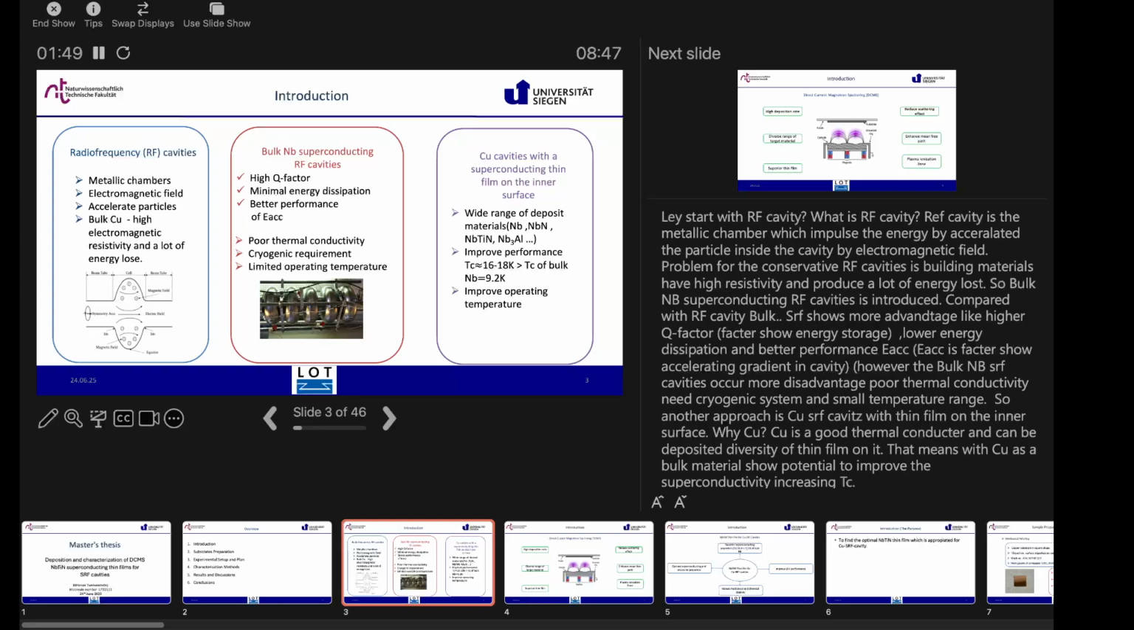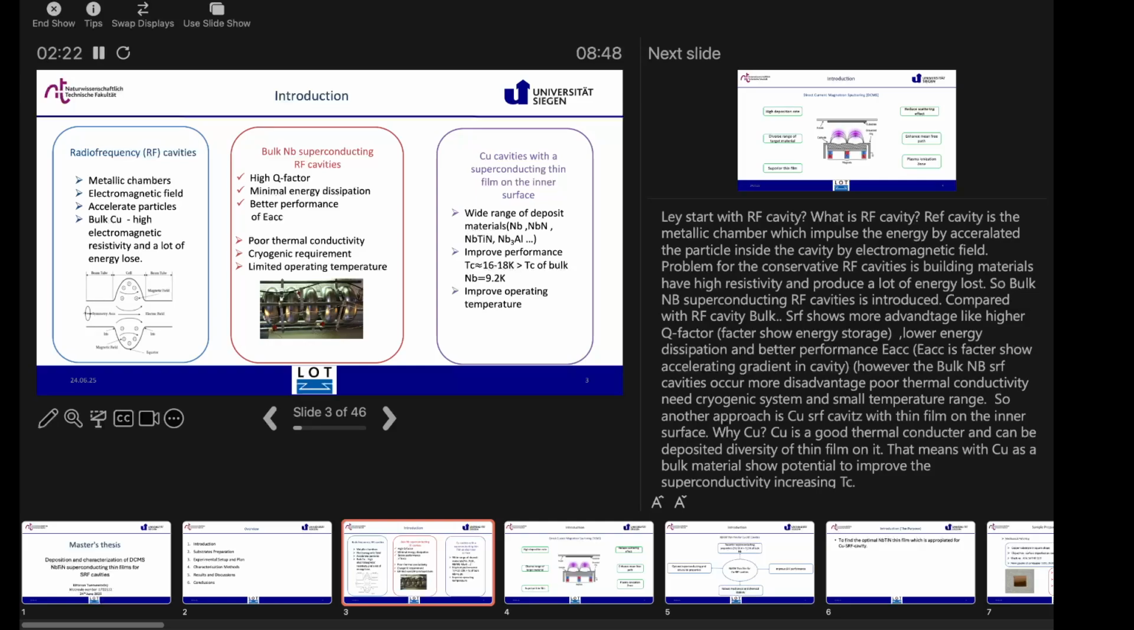Then bulk niobium SRF cavity is introduced. Compared with the bulk copper, bulk niobium shows high Q factor. What is Q factor? Q factor is the factor indicating the energy storage, and a high one can minimize the energy loss. So coming the third one is the better performance of EACC. EACC is the factor indicating the accelerating gradient inside the cavity.